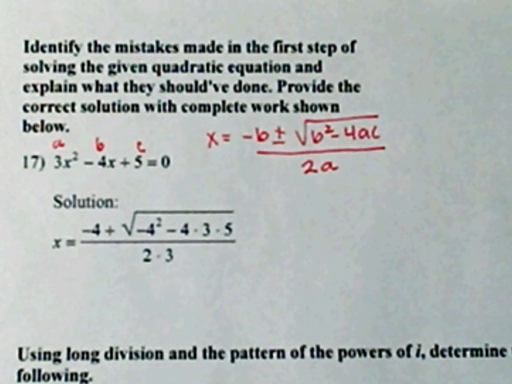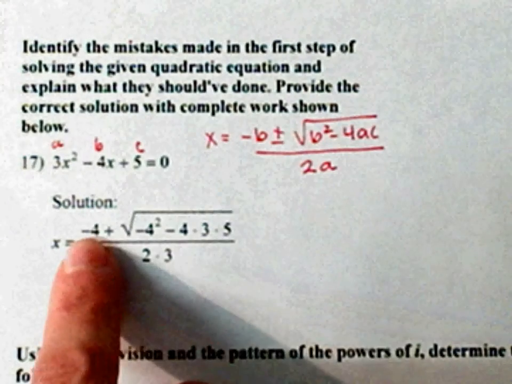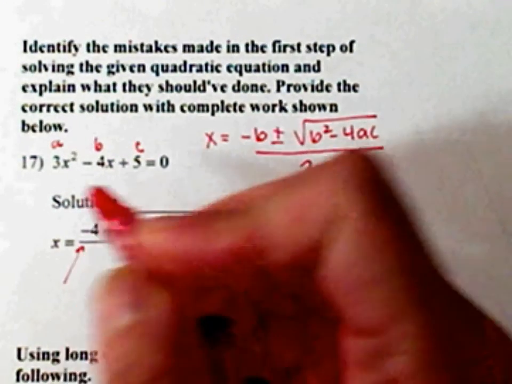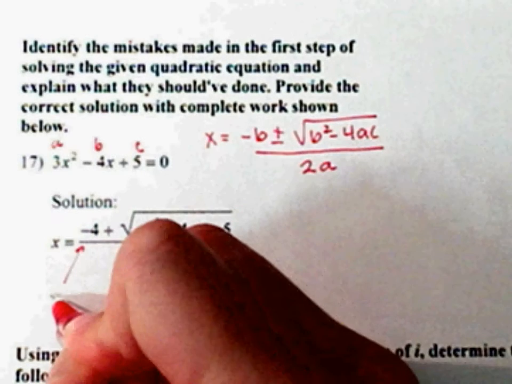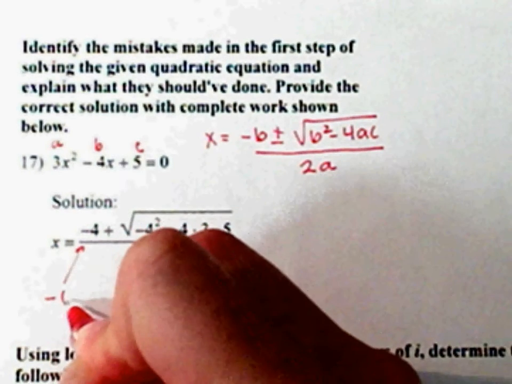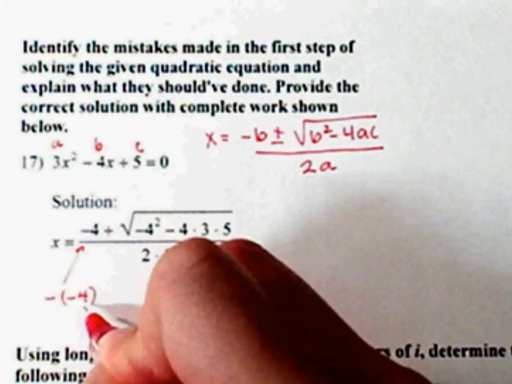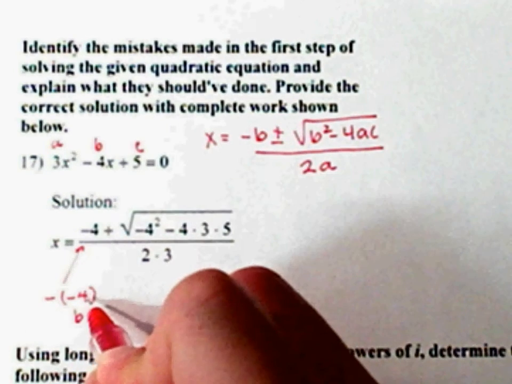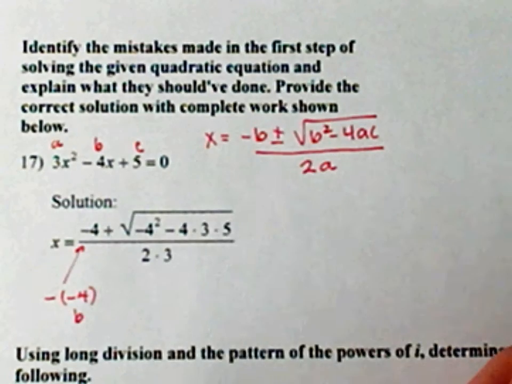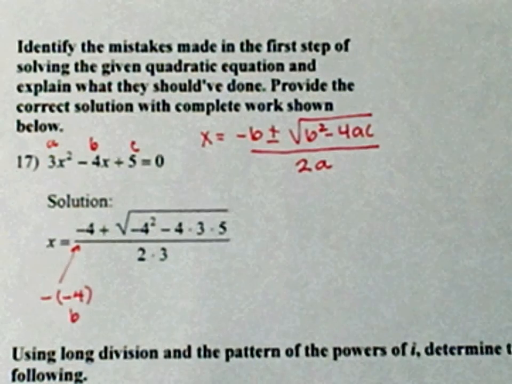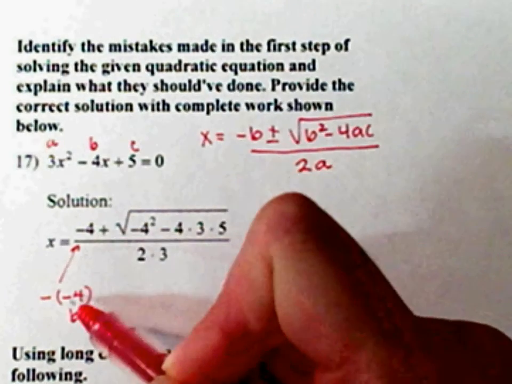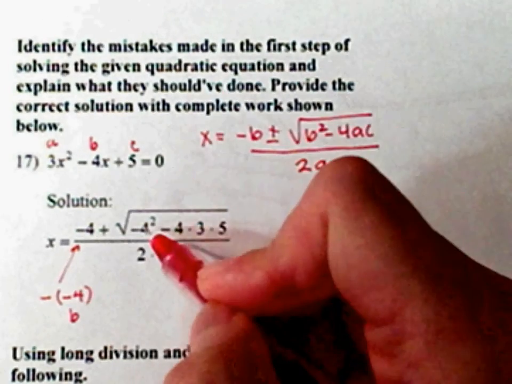Okay? So what they have done is they have taken a b. As you can see, here's one problem right here. Instead of negative 4, this should have been a positive 4, because negative b, your b, is a negative 4, and a negative 4 times a negative 4 is a positive. So that part right there should have been a negative, which makes that a positive.